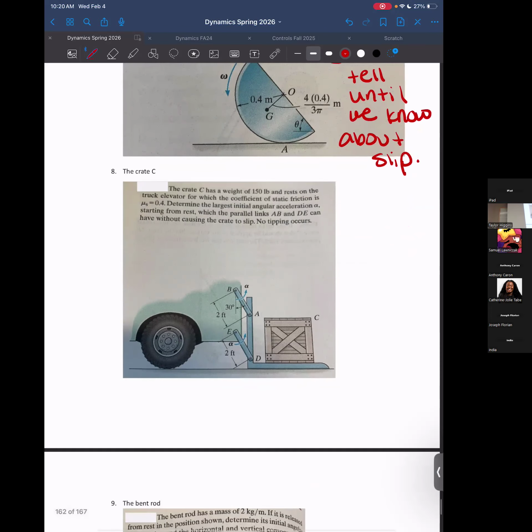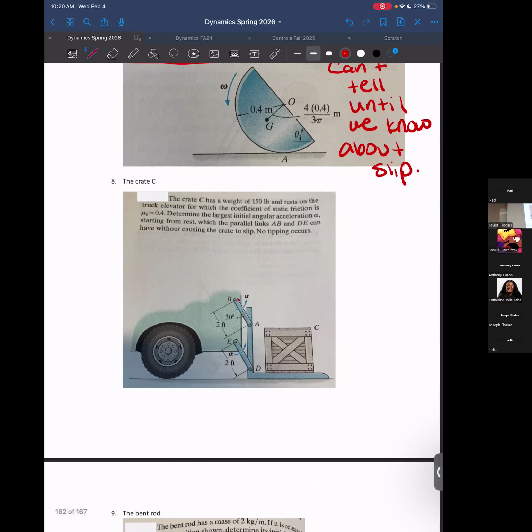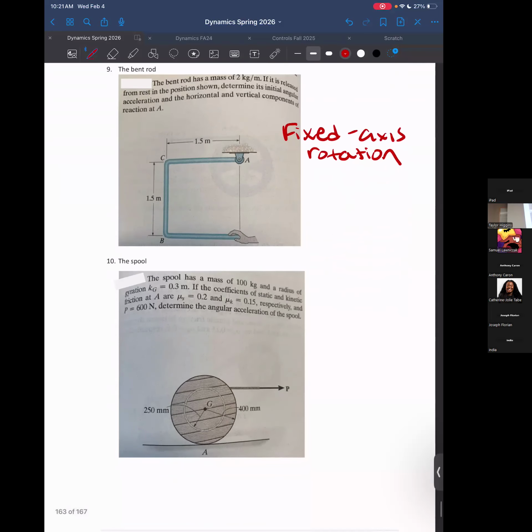All right, 8. What's the crate doing? Yep, translation. If we raise this 4-bar mechanism up here, the platform is still flat. You haven't rotated. Nine. Fixed axis rotation. It's just weird because it's not a circular object. And 10.